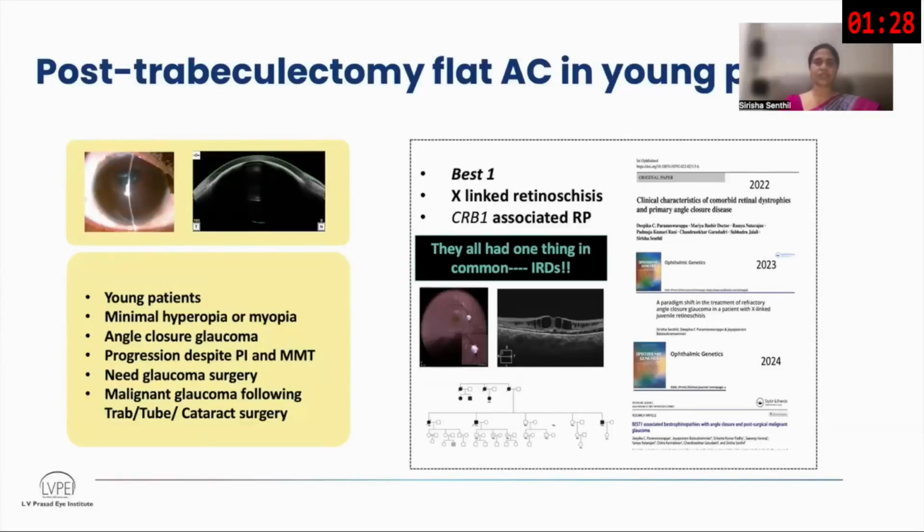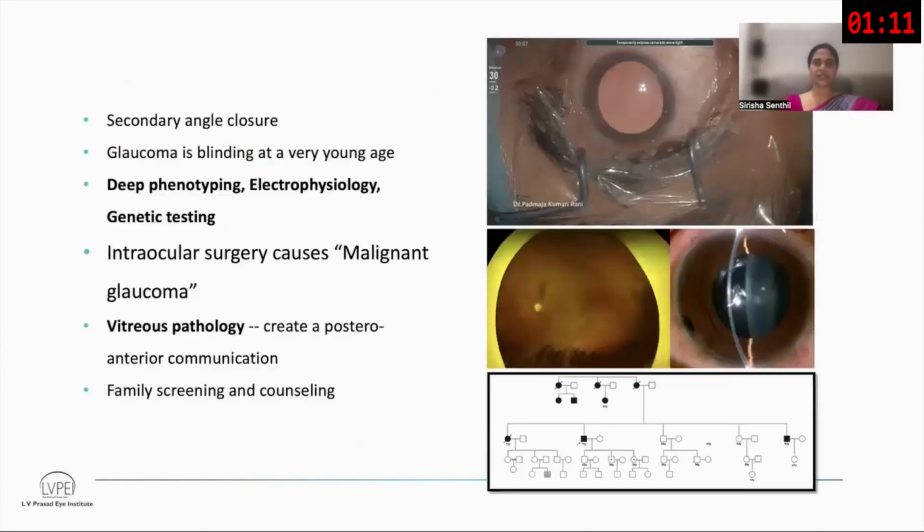And in these patients, deep phenotyping of course does help, but genetics helps us to confirm the diagnosis. So when retinopathy is associated with angle closure, X-linked retinoschisis, CRB1 associated and RAX2 associated RP are some of those inherited retinal disorders that can have very severe angle closure in the young, and these eyes have to be treated differently.